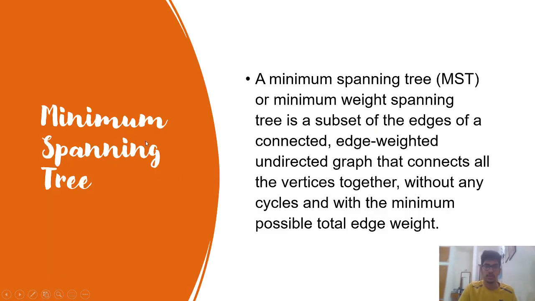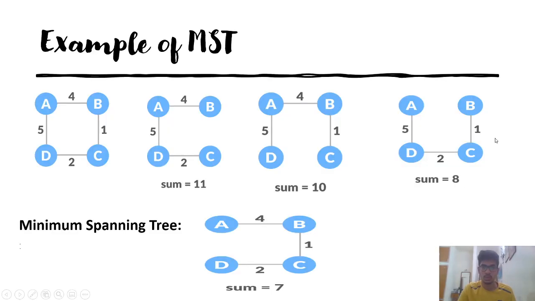So what is a minimum spanning tree? A minimum spanning tree, which is generally abbreviated to the word MST, or minimum weight spanning tree, is a subset of the edges of a connected edge weighted undirected graph that connects all the vertices together without any cycles and with the minimum possible total edge weight. So let's see an example of MST.